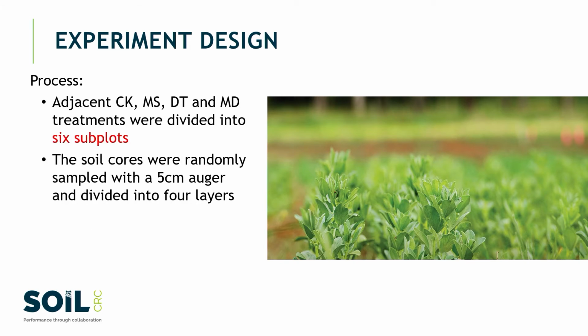These 4 treatments were divided into 6 plots, and soil cores were randomly sampled with a 5 centimeter diameter auger, divided into 4 layers: 0 to 10, 10 to 20, 20 to 40, and 40 to 60.